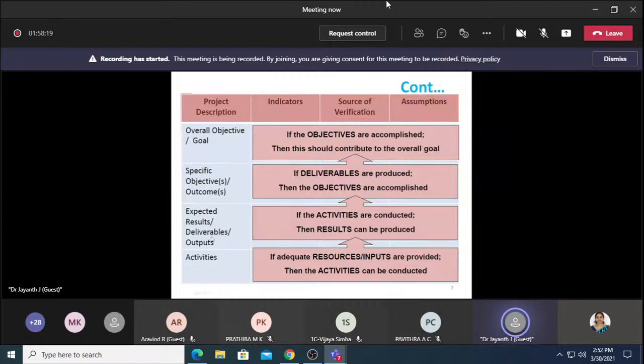Then the expected results or deliverable outputs. If activities are conducted, then results can be produced. If deliverables are produced, then objectives are accomplished. You need to have a separate objective. I'm saying don't have too many objectives which you can't fulfill. If the objectives are accomplished, then this should contribute to the overall goal, or the deal you have agreed.